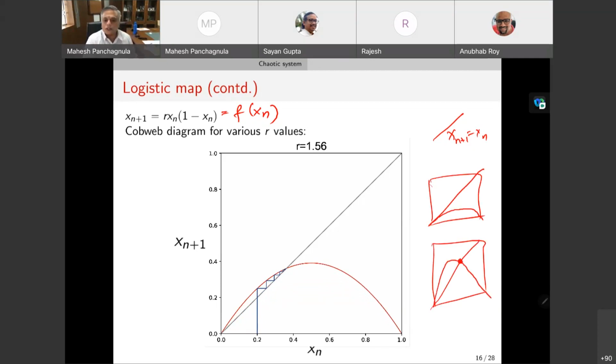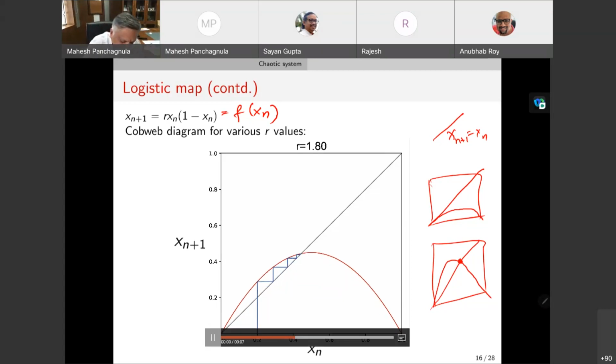This point here has now become the attracting solution, and the solution at x equal to 0, which is still an equilibrium point, is an unstable solution. Now let's move on.